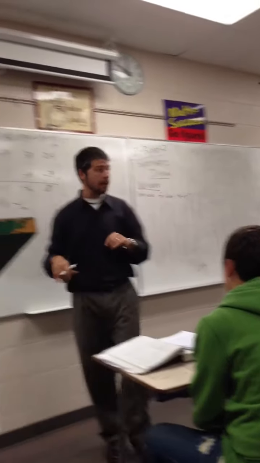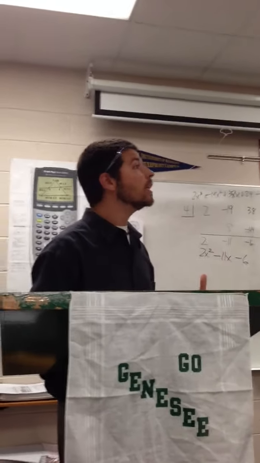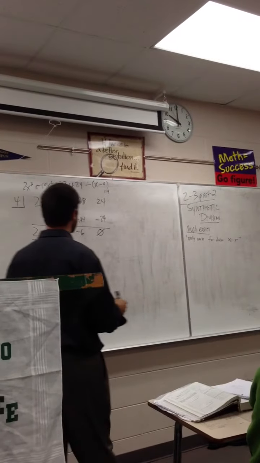Let's try it one more time, and then we'll put it all together. What if you have a number times x minus r? No, that would not work. So you have 2x minus 5? Not going to work.